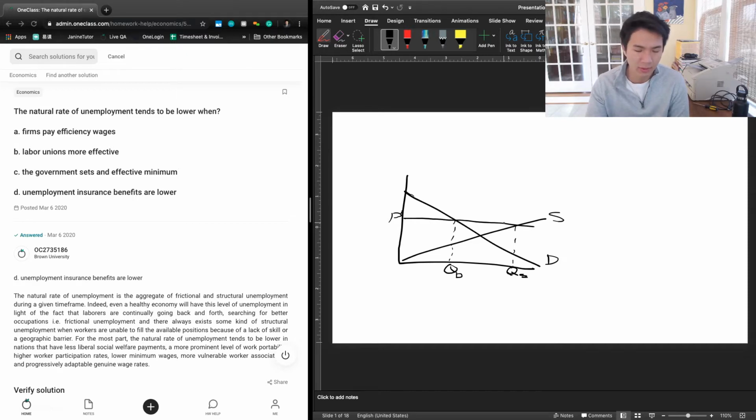And so what that would lead to in terms of our structural unemployment is going to be high unemployment due to the strong price floor, right? And so that's going to actually increase the natural rate of unemployment because it increases structural unemployment. So we know C is not going to be the right answer because we're looking for a reason why the natural rate of unemployment would be lower.